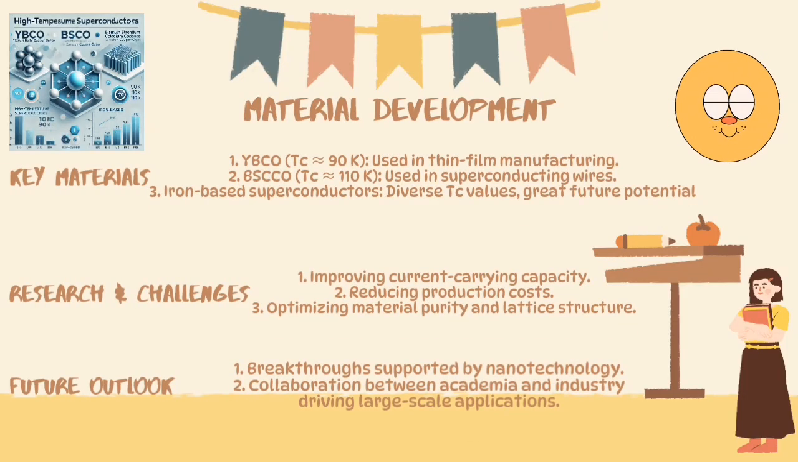Material development. The first key material is YBCO. Its TC is around 90 K, used in thin film manufacturing. The second one is BSCCO. Its TC is around 110 K, used in superconducting wires. And the third is iron-based superconductors, with diverse TC values and great future potential.